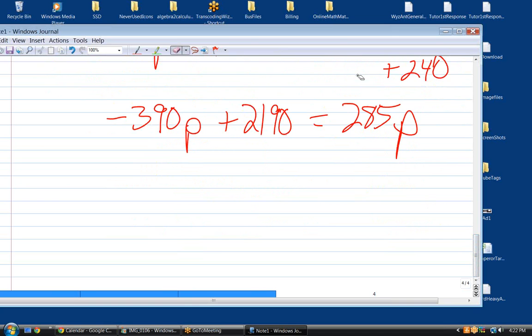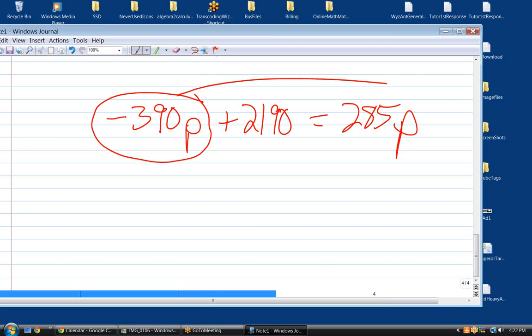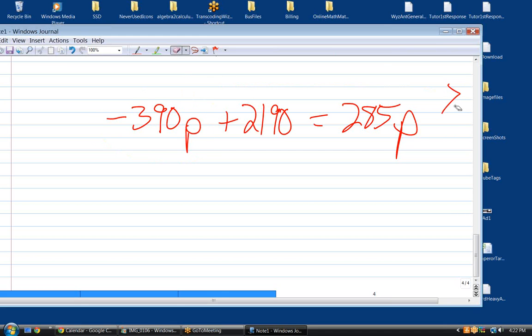Well, at this point in an equation, you want to gather everything that's got the variable in it on one side and everything that's got numbers in it on the other. Okay? Well, if I move this to the right side, it will turn it positive, and then I'll have positive numbers in front of everything. So that would be my next step. There's always multiple ways to go on an algebra problem, but I'm going to add 390p to both sides.